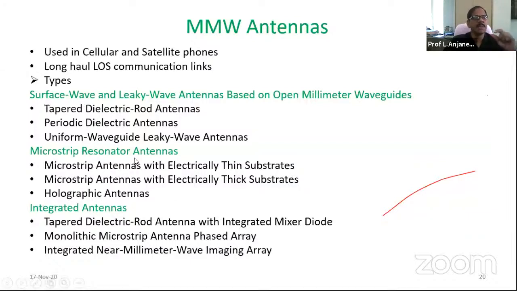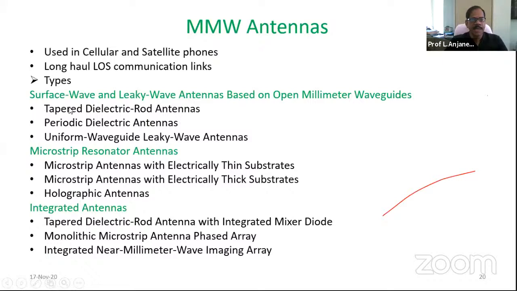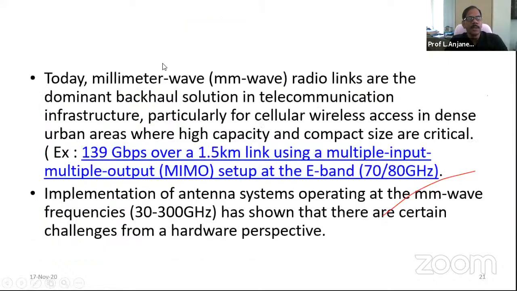They are quite advanced antennas designed for millimeter wave applications. The main applications are 5G cellular applications, which I'll show in some slides now, and also satellite applications and long distance communication, especially 5G and all the coming generations, 5G, 6G, and so on. As I explained in the previous slide, the long haul line of sight links are called millimeter wave links. Mostly millimeter wave radio links are the dominant application.